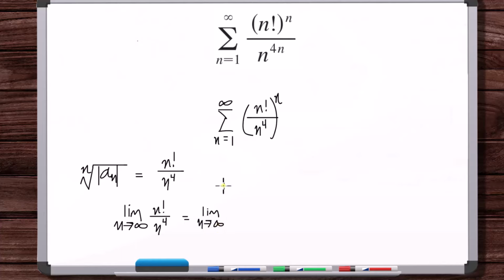Okay, so I don't know if this is going to help, but we can't think about L'Hopital's rule here with the factorial. But this is n times n minus 1 factorial over n to the 4th. So I'm not sure if that helps us. I guess it simplifies it a little bit.